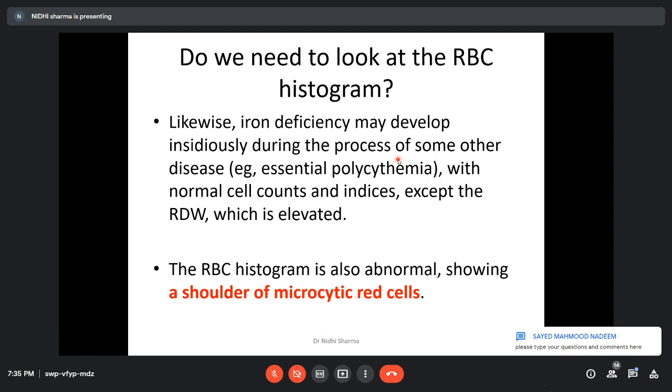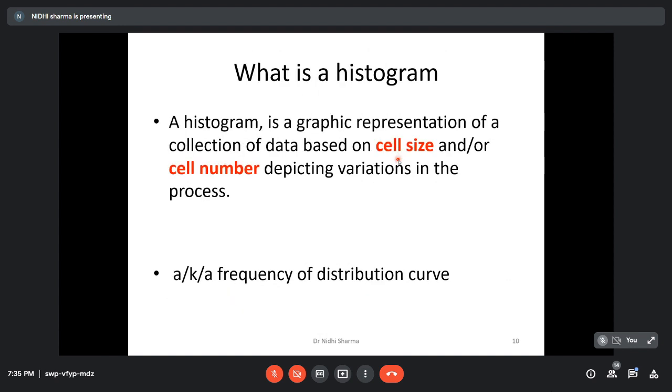we really need to look at the RBC, platelet, or WBC histograms to come to a more conclusive picture of what is happening in the blood or the marrow. So now, beginning with the basic introduction of what exactly the histogram is and what it is telling us.